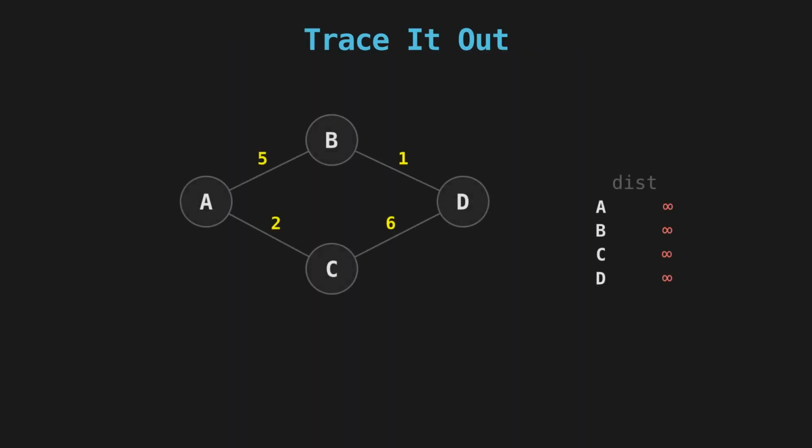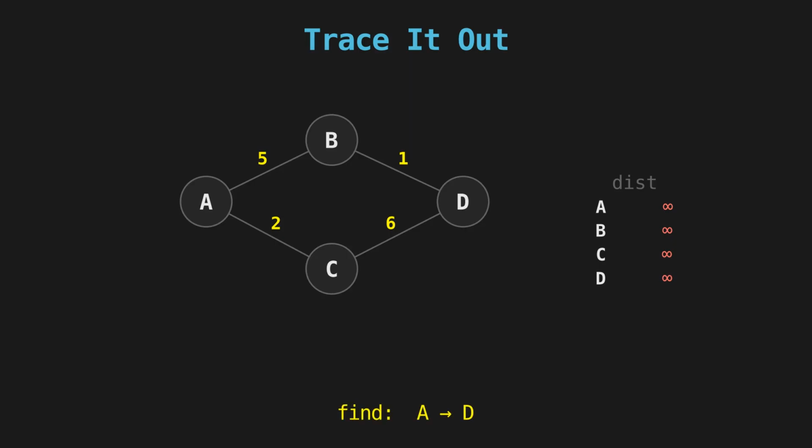Let me trace it on a small graph. 4 nodes, A, B, C, D, with edges. A to B costs 5. A to C costs 2. B to D costs 1. C to D costs 6. We want the shortest path from A to D.